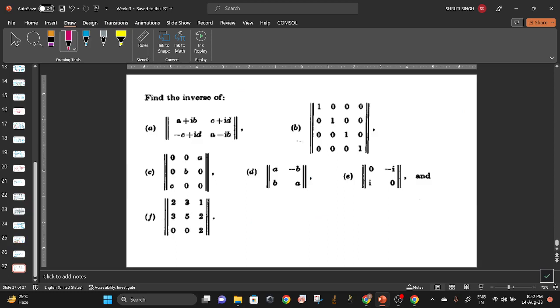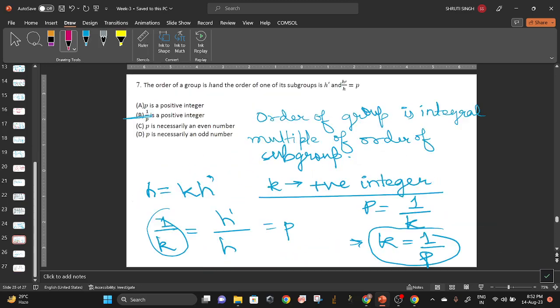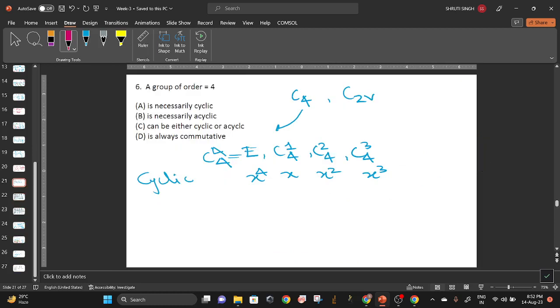In question number 6, you told us that a group of order 4 can be both cyclic as well as non-cyclic. Yes. But in Cotton, ma'am, I was searching, because in Cotton they have not written it in terms of, like, 2 examples.